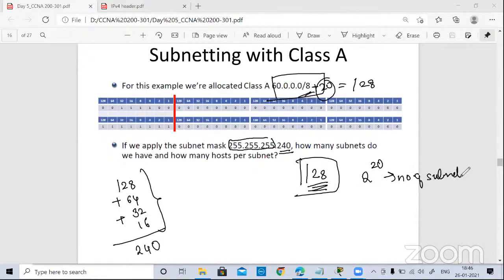And then how many hosts per subnet will we have? The remaining, 32 minus 28, I'll do, which will be 4. That means 4 bits on the host side. That means 2 raised to 4, that is 16 hosts per subnet.